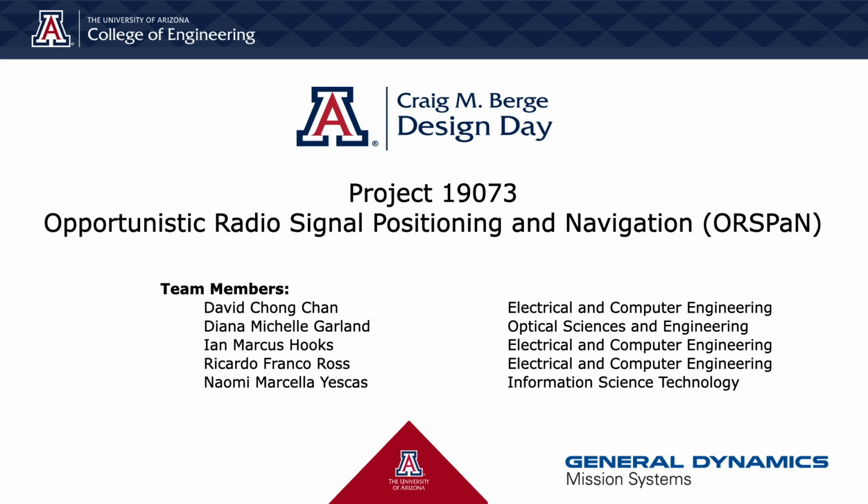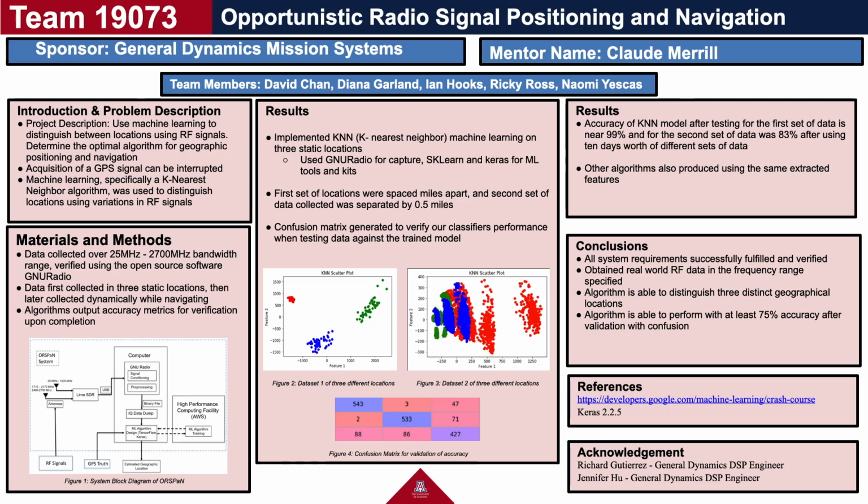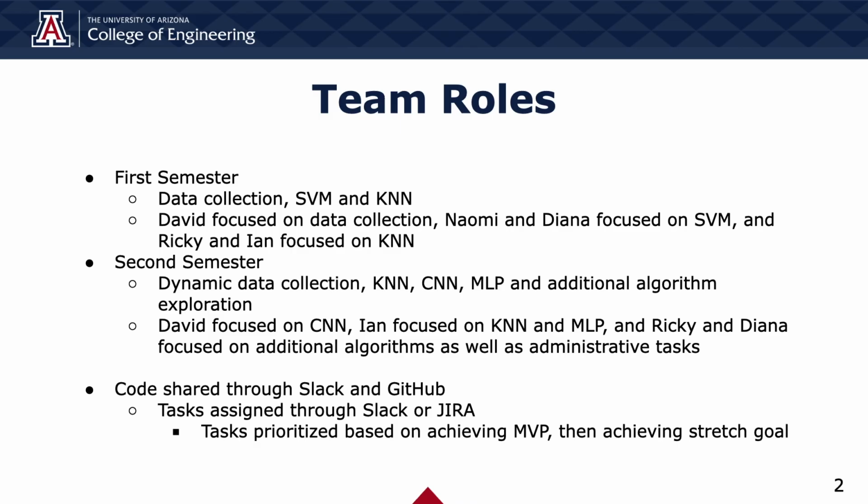This is Project 19073, Opportunistic Radio Signal Positioning and Navigation, or ORSPAN, sponsored by General Dynamics. This poster gives a high-level overview of our project, but we will be going into much more detail with this video. Team 19073 worked very well together.